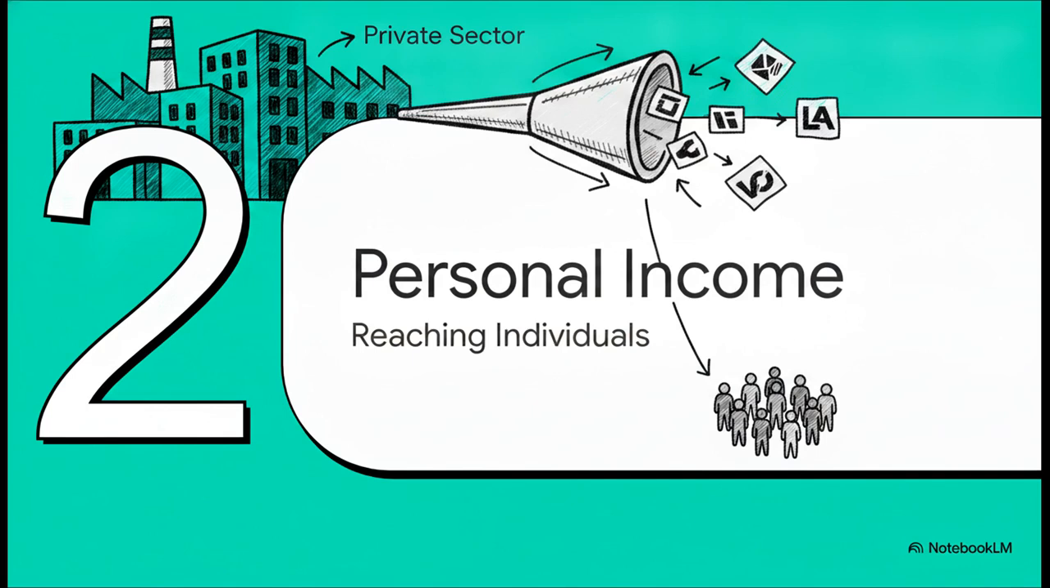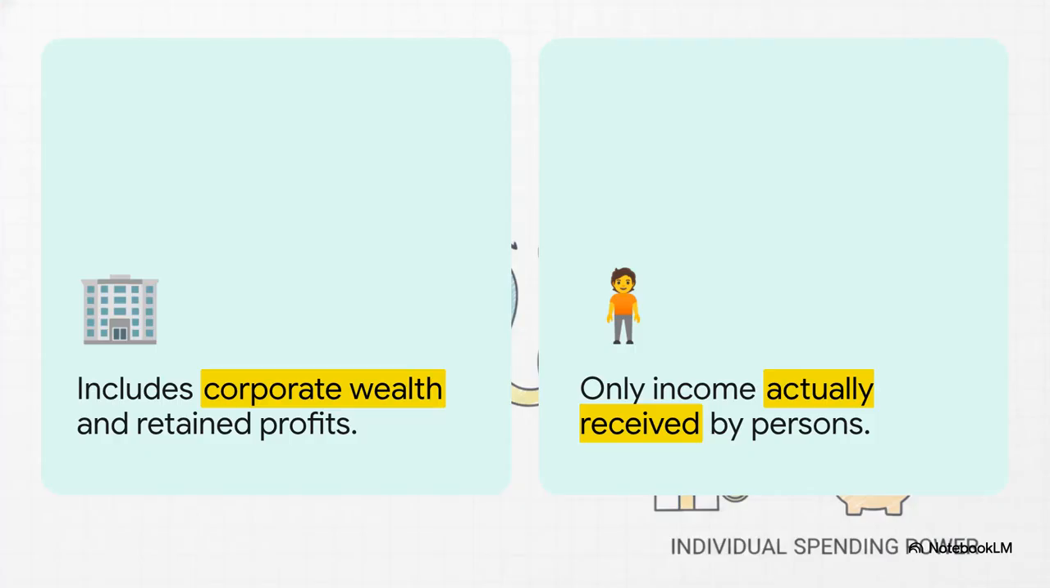Section 2. Calculating personal income and reaching the individual. It is absolutely essential that we rigorously delineate between these two aggregates. Private sector income is still way too broad. It includes massive pools of corporate wealth and retained corporate profits alongside everyday household incomes. Personal income, on the other hand, strips away that corporate wealth entirely. It represents strictly the income actually received by human persons from all sources during a given year. Simply put, corporate wealth is indeed private, but it is not a personal realization.